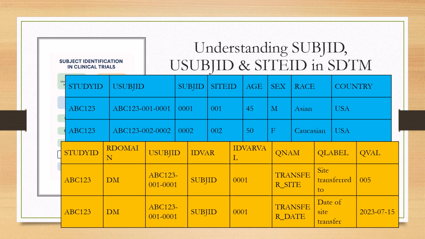So that means the subject 001, who was initially assigned to site ID 001 in your DM domain, has a site transfer to site 005. Another thing to note is that here in SUPPDM we are also capturing the date of site transfer as another record. But the most important thing to note here is that in DM we are maintaining only one record per subject, and the site ID is capturing the initially assigned site ID.